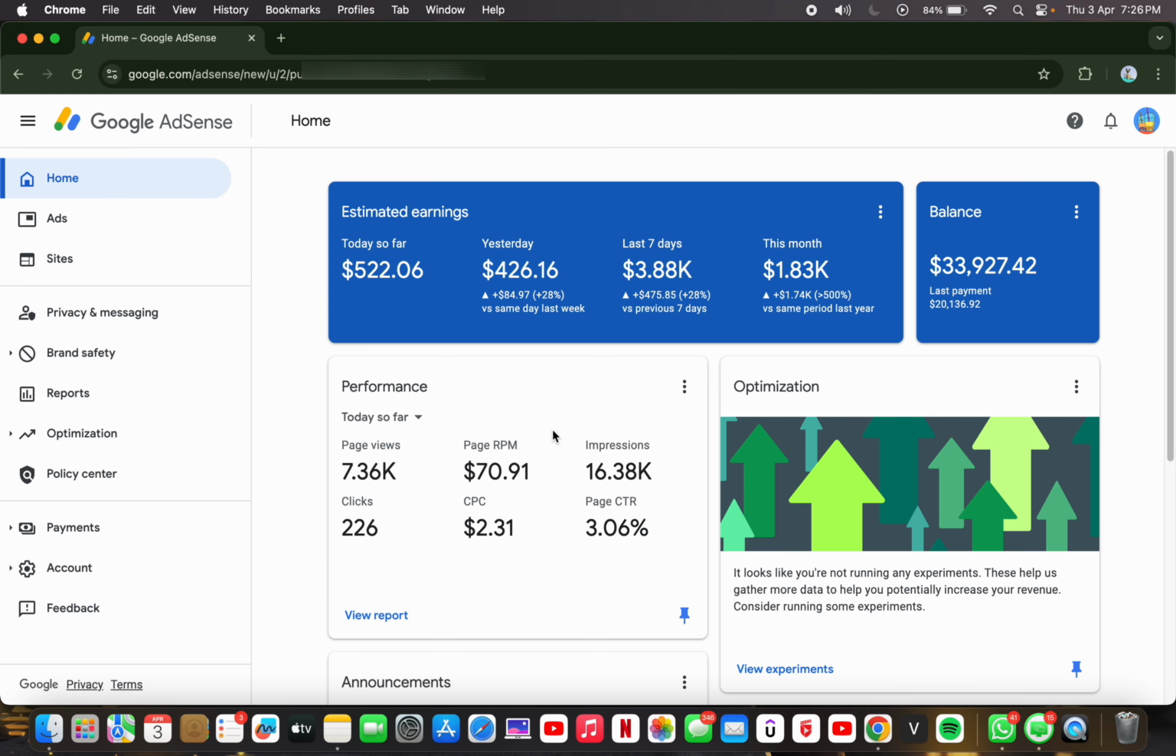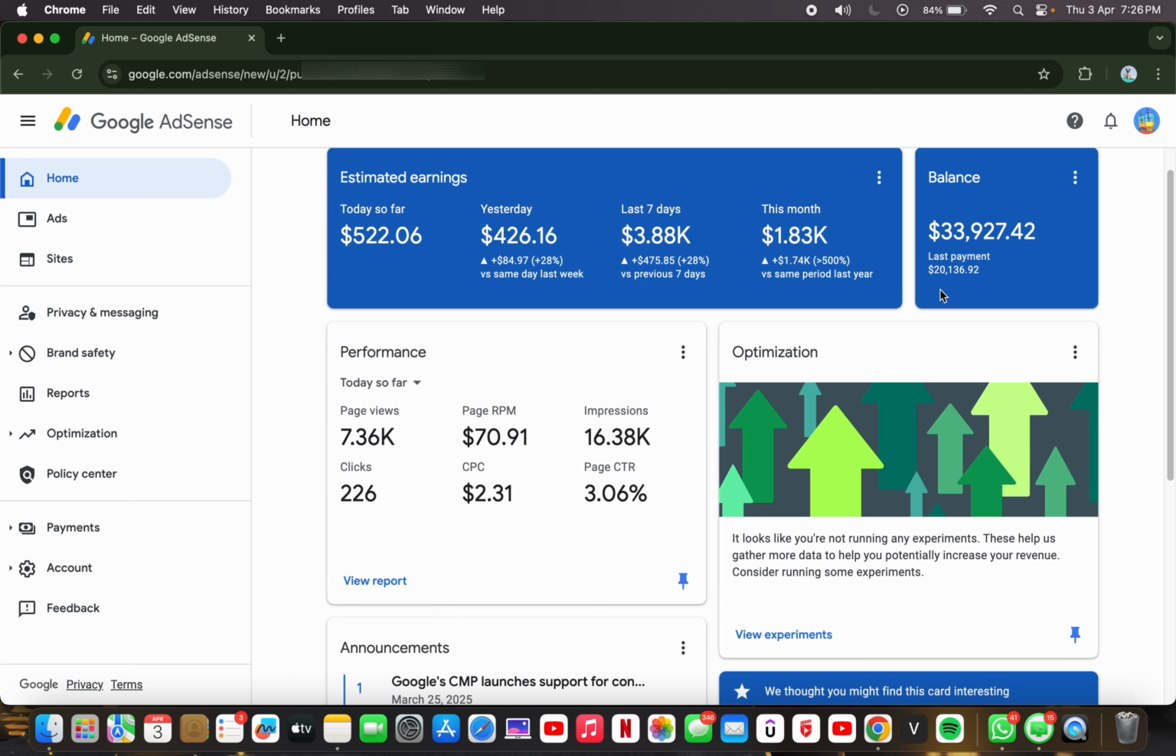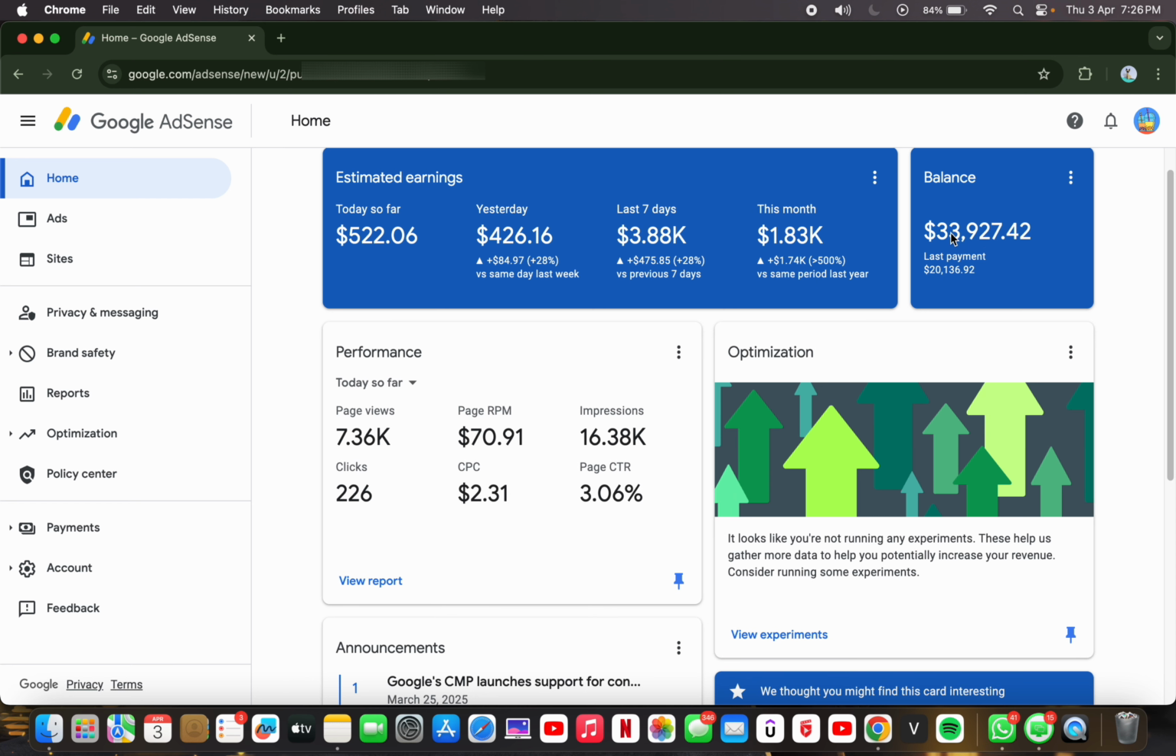Okay, so on the screen here you can see this is my live AdSense dashboard, and you have seen what we have done so far on this account. You can see what was balanced so far on the account, roughly $34,000. And you can see the last payment we received, around $20,000, and this month we're already hitting roughly $2,000 on the account.